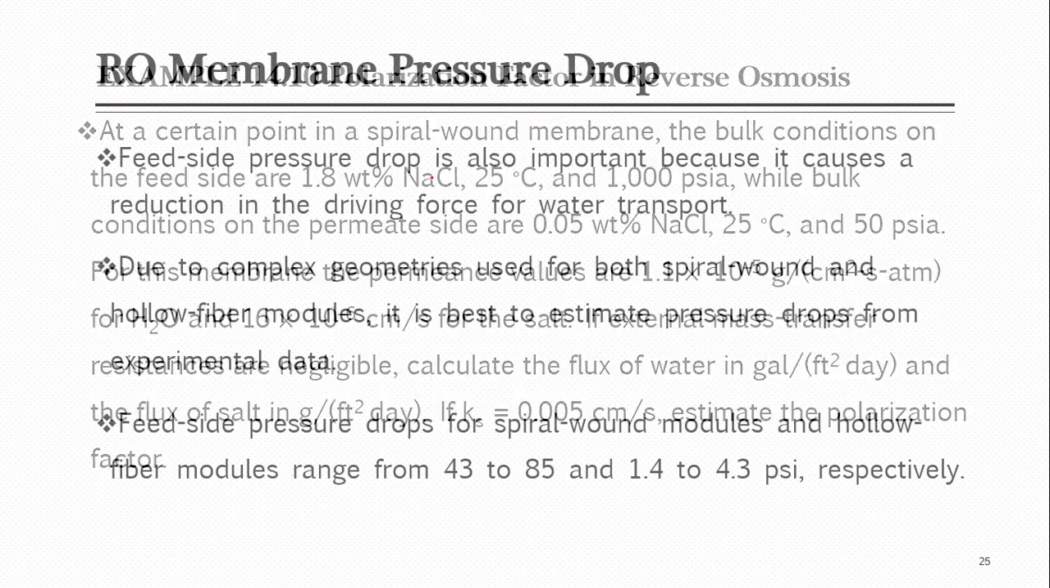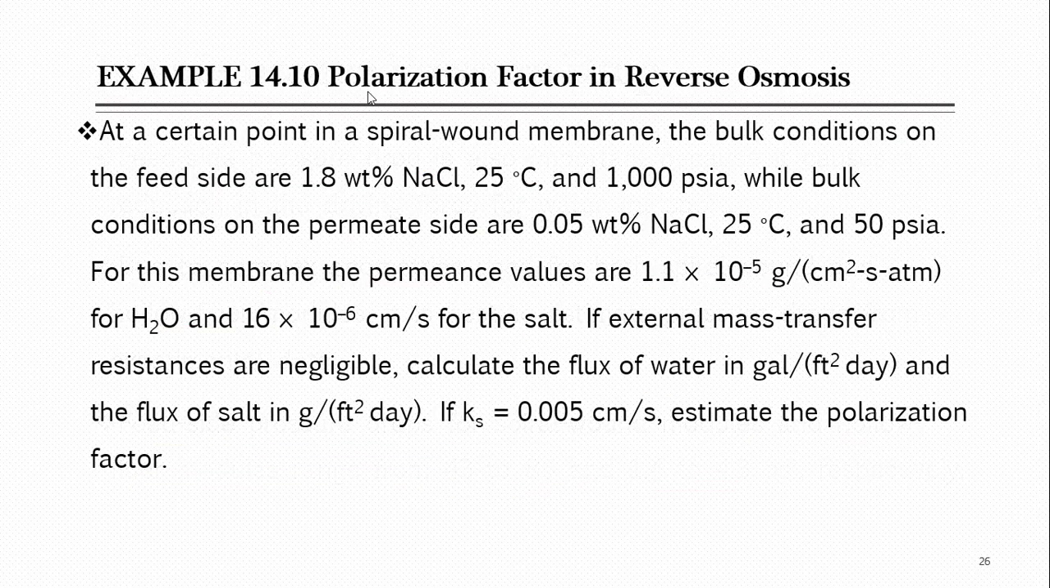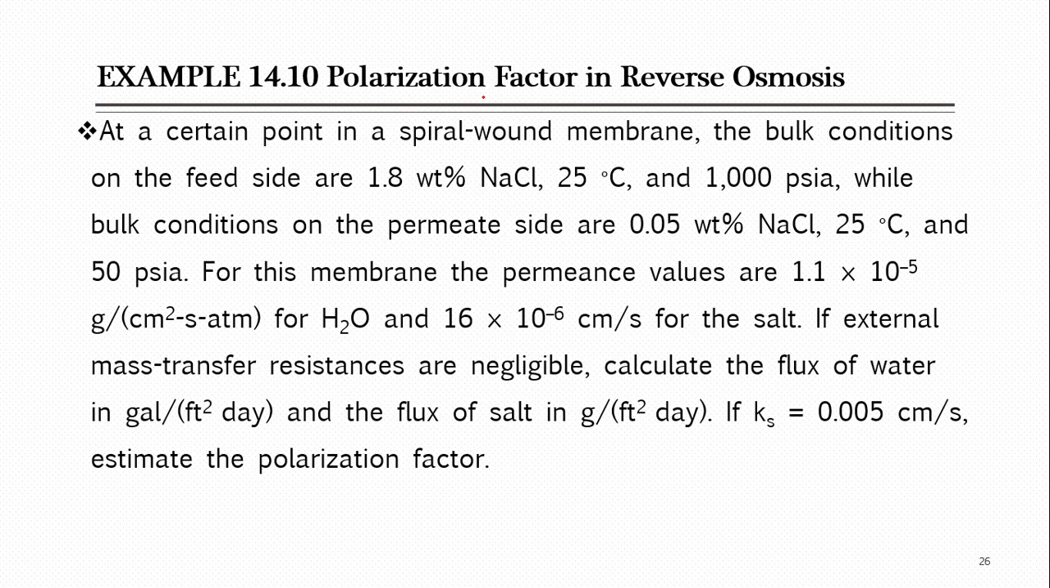So let's look at this example, that's about calculation of polarization factor in reverse osmosis. There is a spiral wound membrane, and you know that when we are using these membranes, there are various modules and a number of modules. But here, suppose there are many spiral wound modules being used as an RO filtration plant or RO membrane plant. So in that you are making a calculation at a certain point.